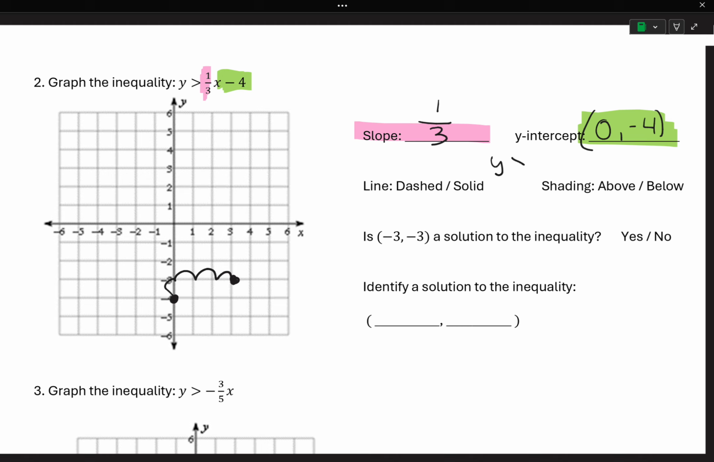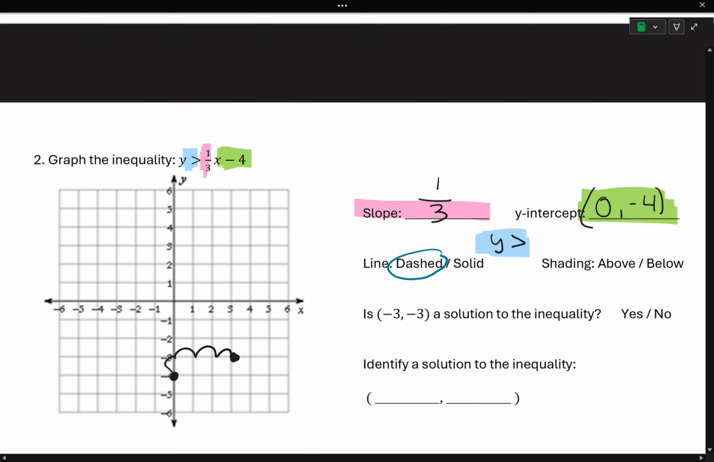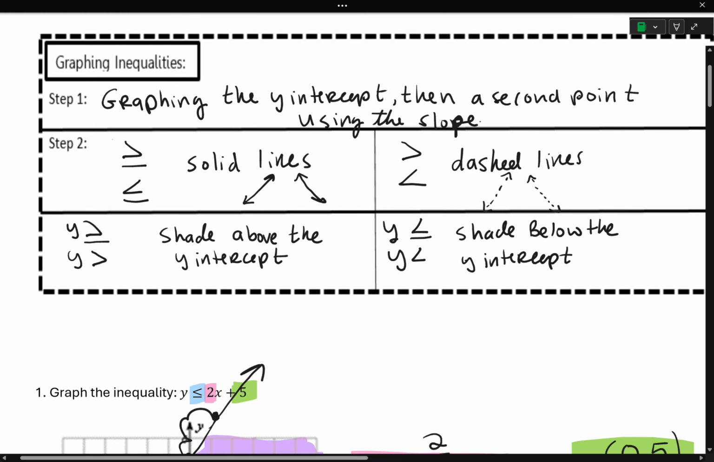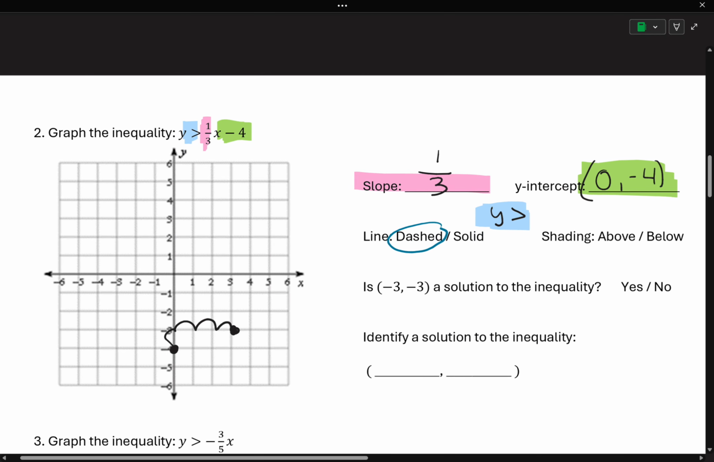We have y is greater than. Greater than is going to be a dashed line. If you're not sure, you can always look here. The way I remember which one's dashed and which one's solid: symbols that produce solid lines have solid lines underneath the symbols. This symbol does not have a solid line, so it's going to be dashed. Dash, dash, dash, dash.